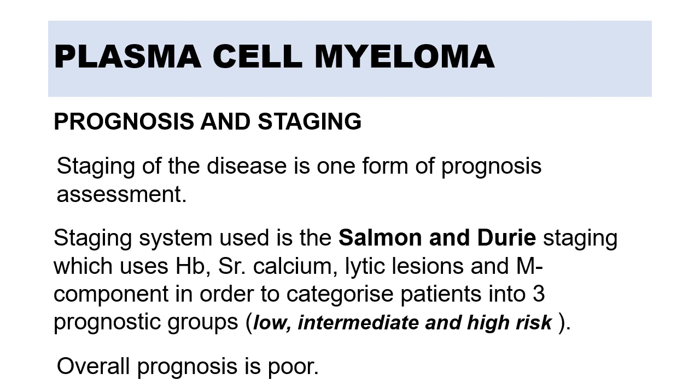Staging of the disease is one of the forms of prognosis assessment. The staging system used in plasma cell myeloma is the Salmon and Dury staging, which uses hemoglobin, serum calcium, presence of the lytic lesions, and the M component to categorize patients into 3 prognostic groups: the low, intermediate, and the high risk categories. However, the overall prognosis of the disease is very poor.